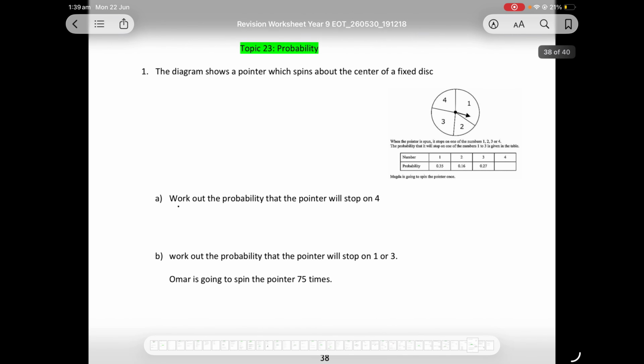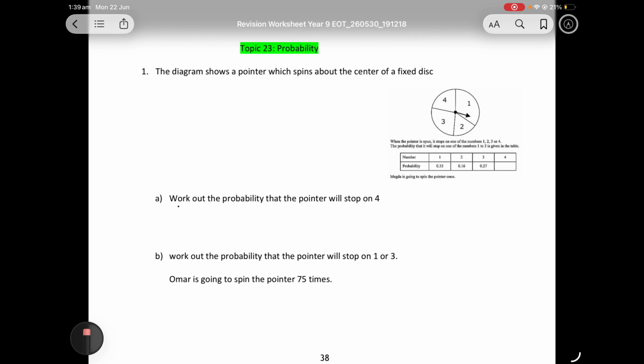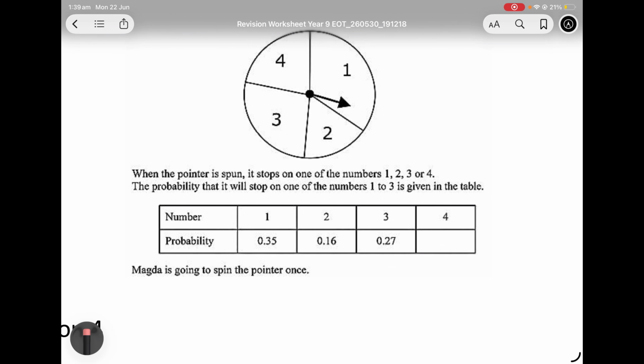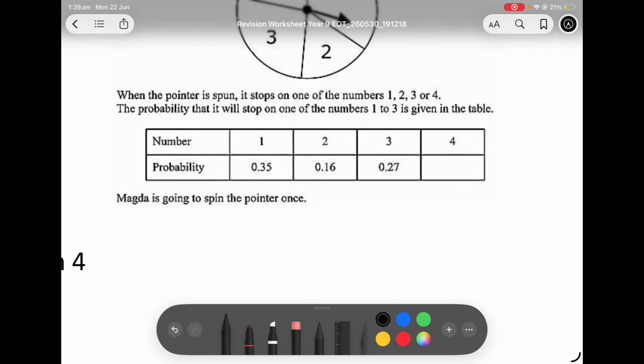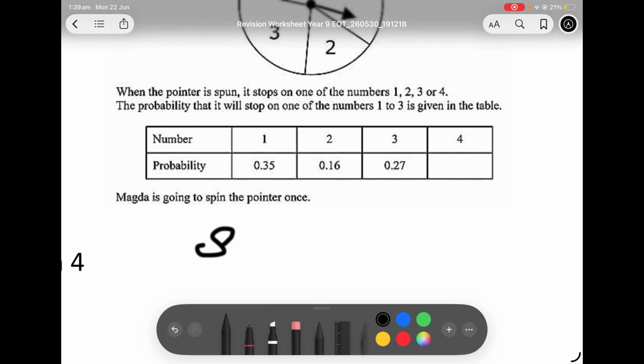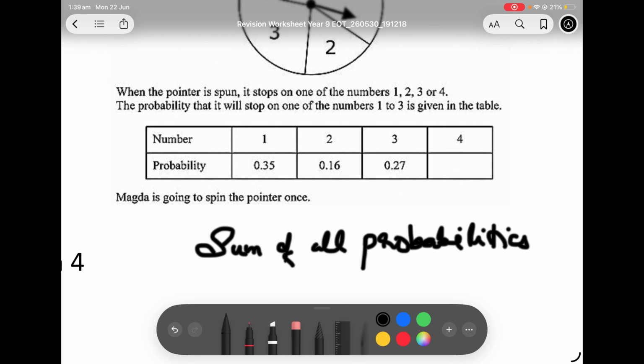Starting with probability, we have questions where the diagram shows a pointer which spins. When you look at the question, the probability of 1 is given, 2 is given, 3 is given, but they did not give you the probability of 4. In that scenario, what do we do? There is a rule that the sum of all probabilities is equal to 1.